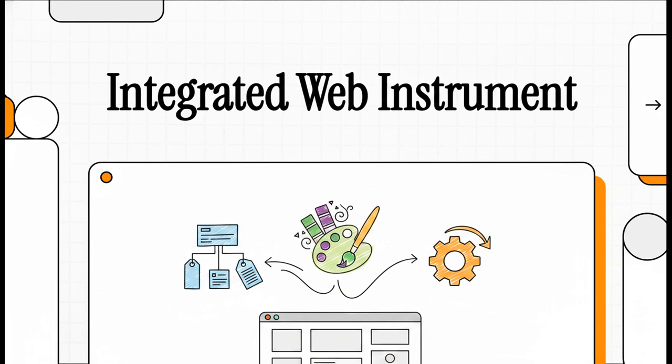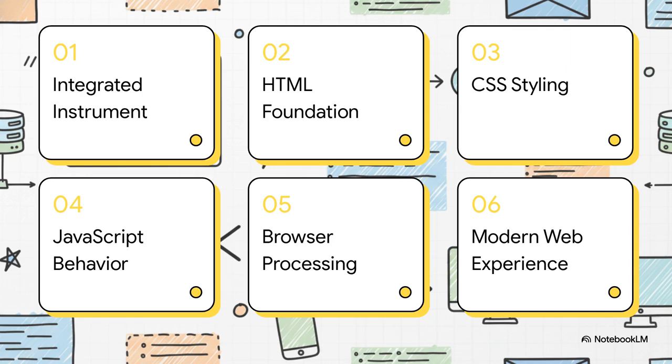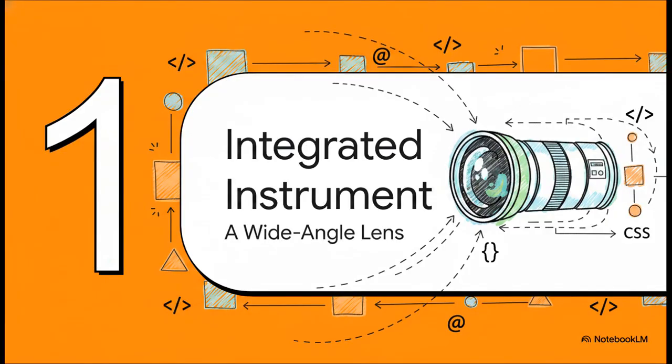Well, today we're going to look at the web page not as some chaotic jumble of code, but as a beautifully integrated instrument made of three core technologies working in absolute perfect concert. Here is our syllabus for today. We'll cover the integrated web instrument, HTML, CSS, JavaScript, browser processing code, and we'll wrap up with the modern web experience. All right, let's kick things off with part 1, the integrated web instrument.